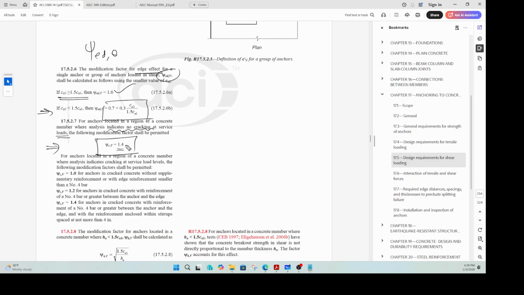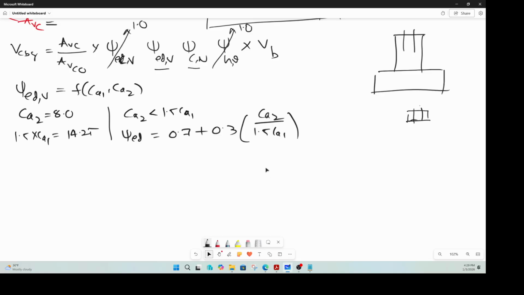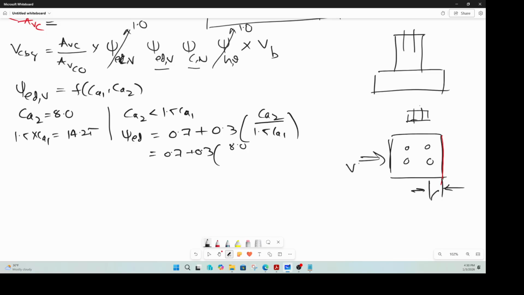So let's go back to our problem and then fix those numbers, calculate those numbers, right? So this one here is 0.7 plus 0.3 times your CA2, which is 8.0. Again, CA2 means you have your anchors like that. Okay, shear is being applied like this. This is the edge that we are talking about, right? So from the edge along the direction of the shear force, the dimension is CA1, which is 9.5. Why is it 9.5?